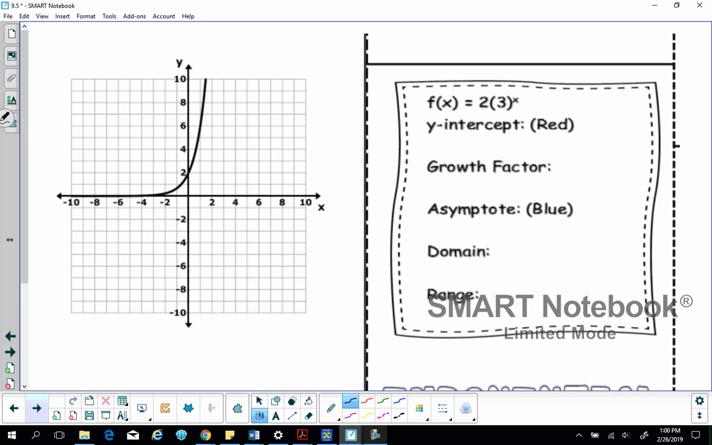And so they even give us the equation right here. Who can raise their hand, tell me the y-intercept? Valeria. Beautiful. 0, 2. Who can give me the growth factor, either by looking at the equation or looking at the graph? You can get it either way. Kayla. 3. So I can either look at the equation. That's what it's being multiplied by, that middle number, 3. Or I could go, okay, it goes from 2 to 6. What do you need to multiply 2 by to get 6? 3.